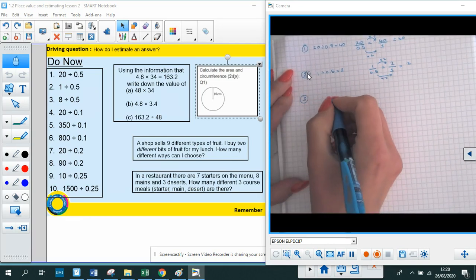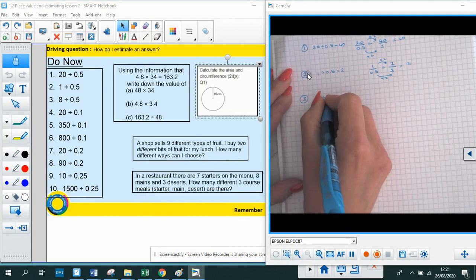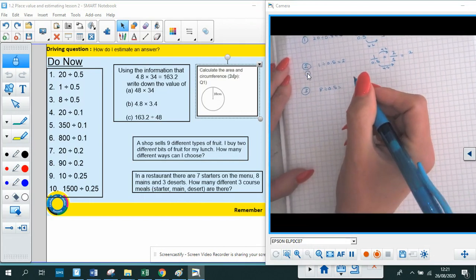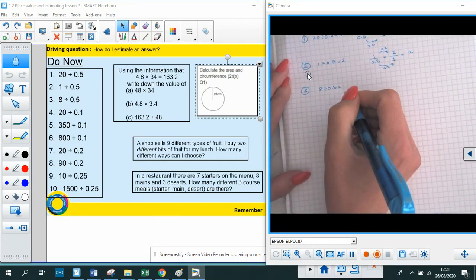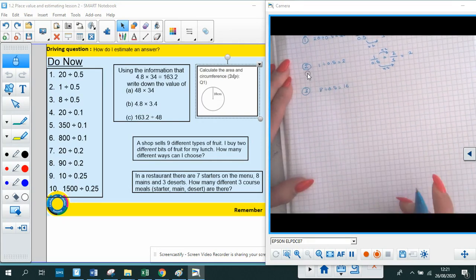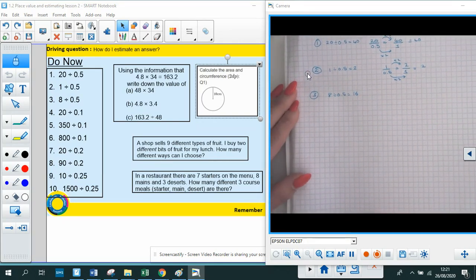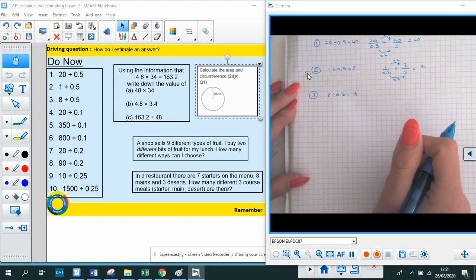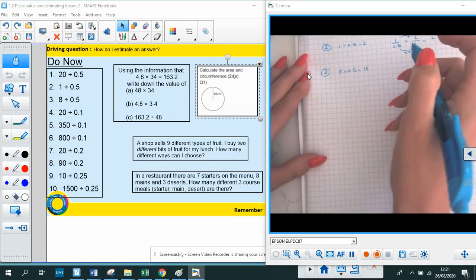Okay, question 3. 8 divided by 0.5. Now if we want, we can straight away just say, okay, I'm dividing by a half, so I know that's multiplying by 2. So the answer is 16. Either of these methods work, and there are plenty of other methods that work as well. Question 4.